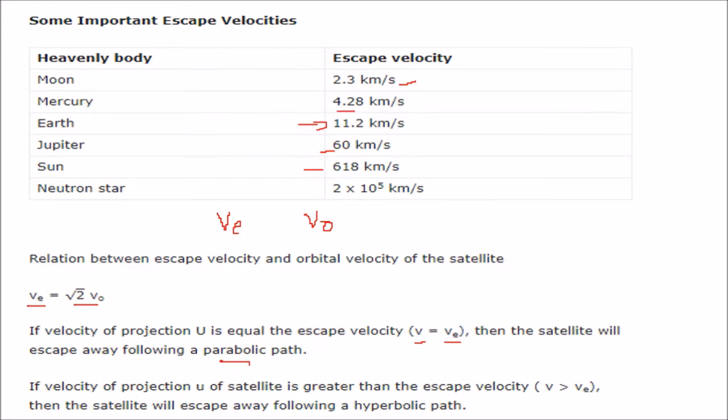And if the velocity of projection of the satellite is greater than the escape velocity, that is V is greater than V_E, we just knew the case when V is equal to V_E. When it is greater than V_E, then the satellite will escape away following a hyperbolic path.